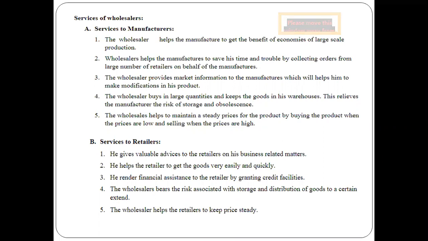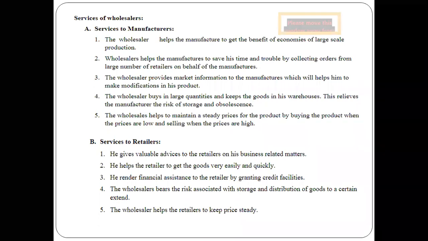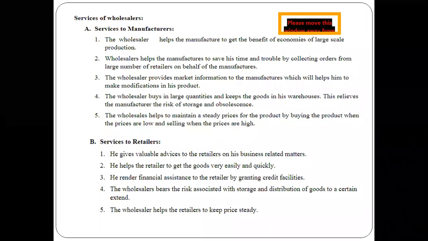Then the services to the retailer. The wholesaler gives valuable advice to the retailer on business related matters, helps the retailer to get goods very easily and quickly, renders financial assistance to the retailer, and grants credit facilities. The wholesaler helps the retailer to keep the price steady.